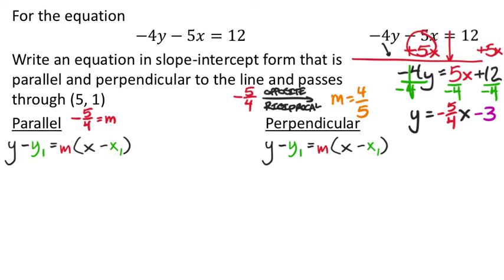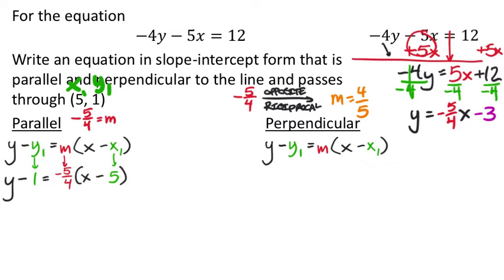I'm going to start with the parallel line. Of course, we know the slope is negative 5/4, and we have the ordered pair, which was given. We have an x value that's 5 and a y value that is 1. So I'm going to replace the x with 5 and the y value with 1. Now this shows as y minus 1 equals negative 5/4 times x minus 5. All we have to do now is simplify this so that it matches slope-intercept form.